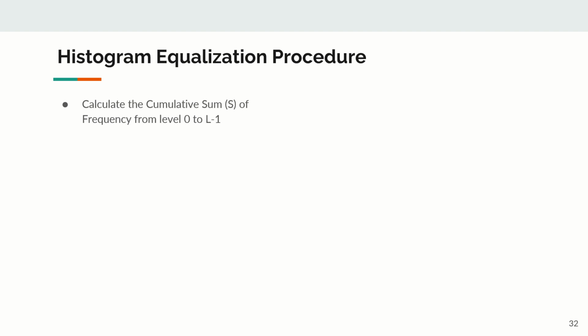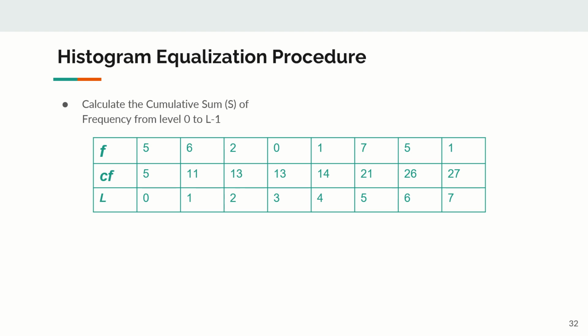The first step in histogram equalization is calculating the cumulative frequency. The cumulative frequency of each level is the sum of the cumulative frequency for the previous level and its own frequency. Cumulative frequency of level 0 is equal to its own frequency. Here level 0 has the frequency 5, so its cumulative frequency is also 5. Cumulative frequency of level 1 is 11, as its cumulative frequency at the previous level is 5, and its own frequency is 6, therefore their sum is 11.